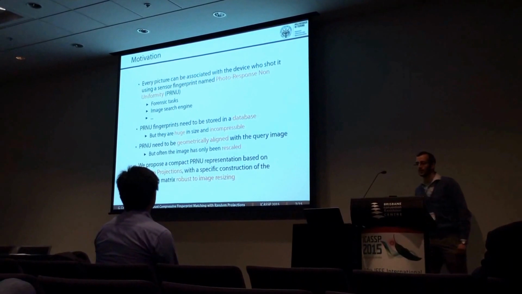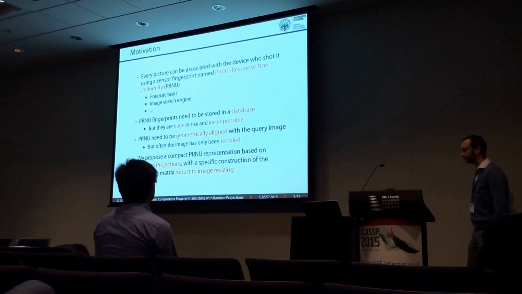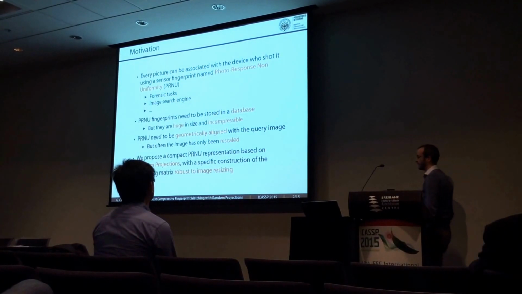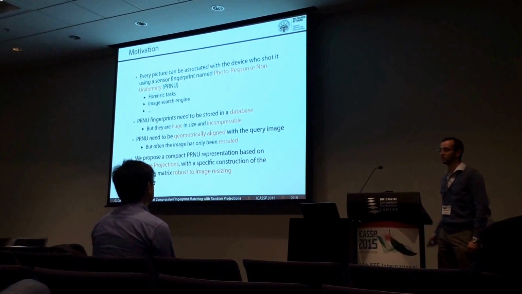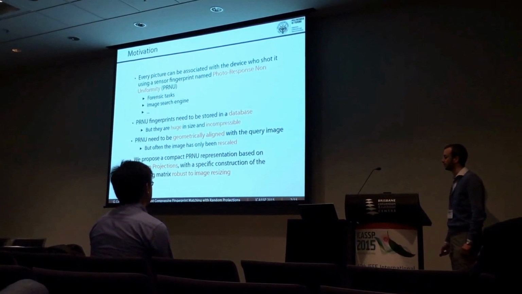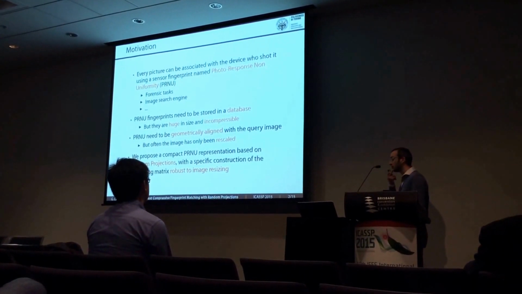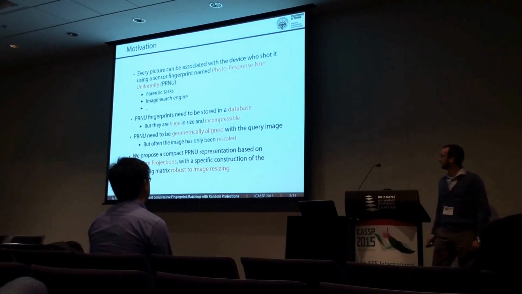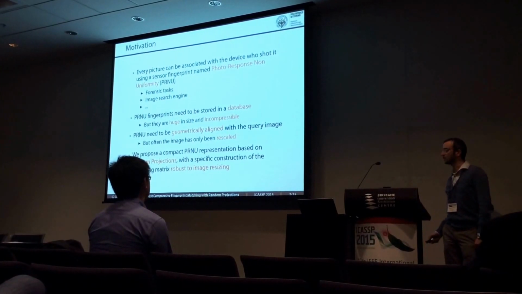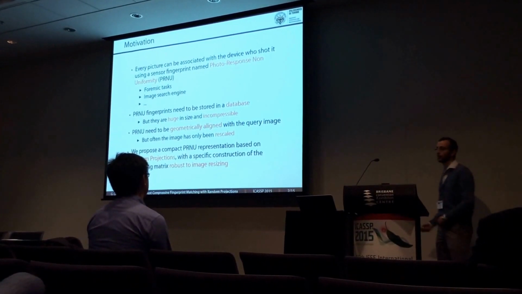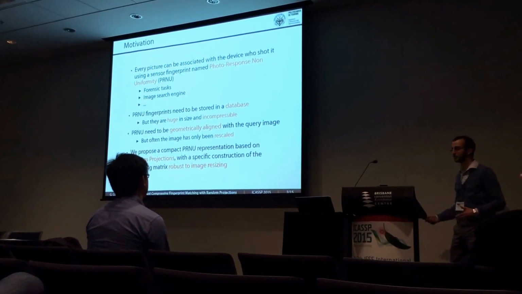And this allows a certain number of forensic tasks and also applications like, for example, think of a web search engine which can search the internet for pictures taken by a certain camera. The problem with these applications is that these PRNU fingerprints are quite huge in size. And so when moving to a large-scale scenario, it can be hard to store them in a large database.